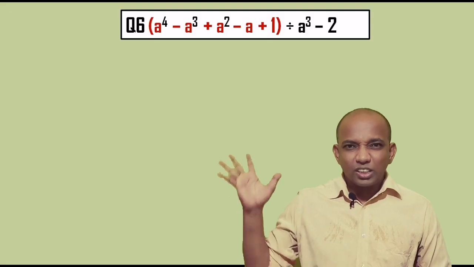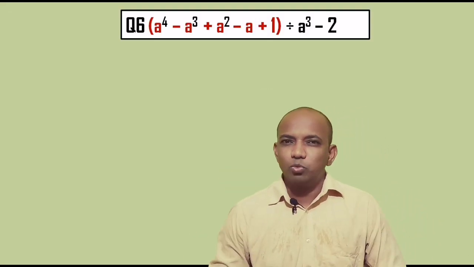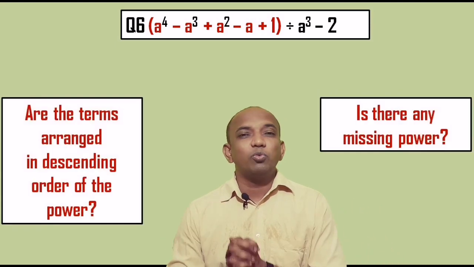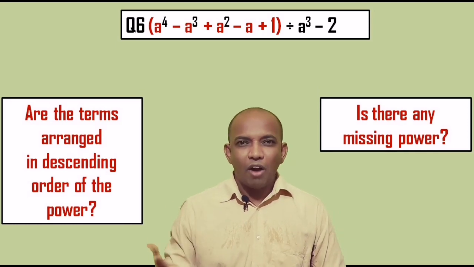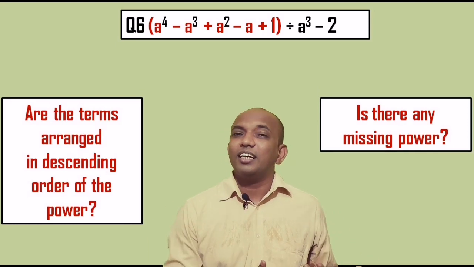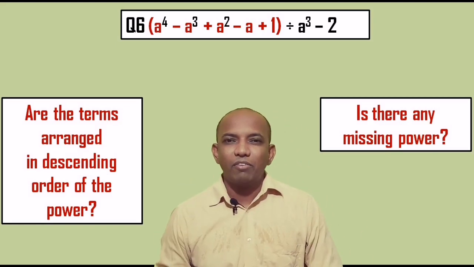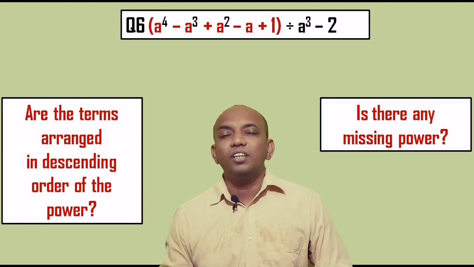So here we go with the sixth question on the board, and as usual we have to see two conditions. Which are those? Any guesses? Yes, the very first one is, are the terms arranged in the descending order considering the power? Okay, and second condition is, yes, of course, is there any missing term, again considering the power? And if the question satisfies these two conditions, then we can proceed further with the division.